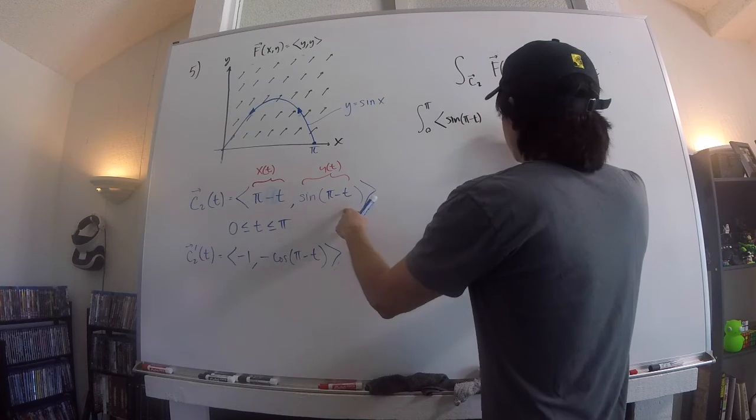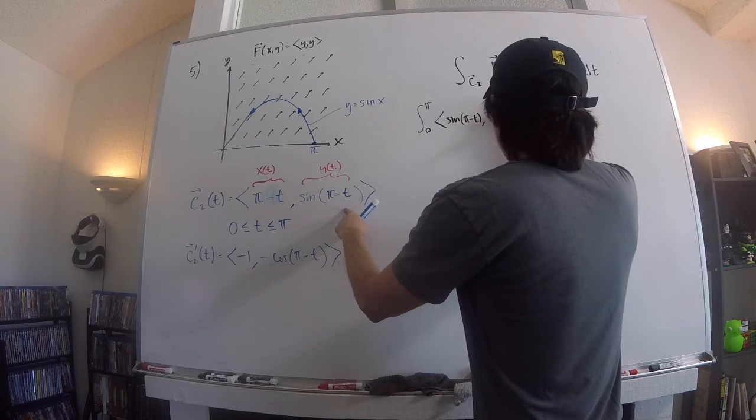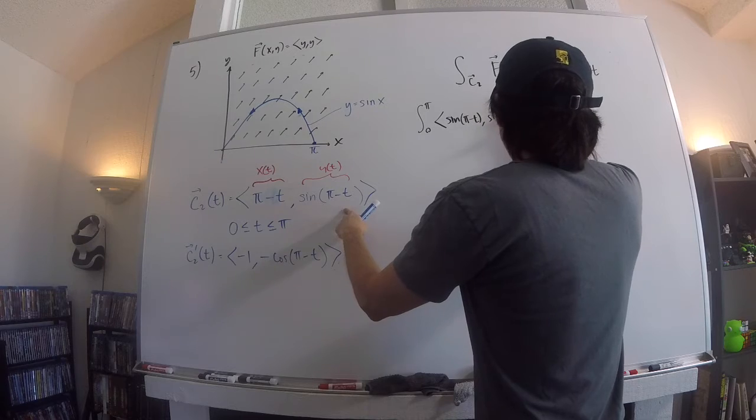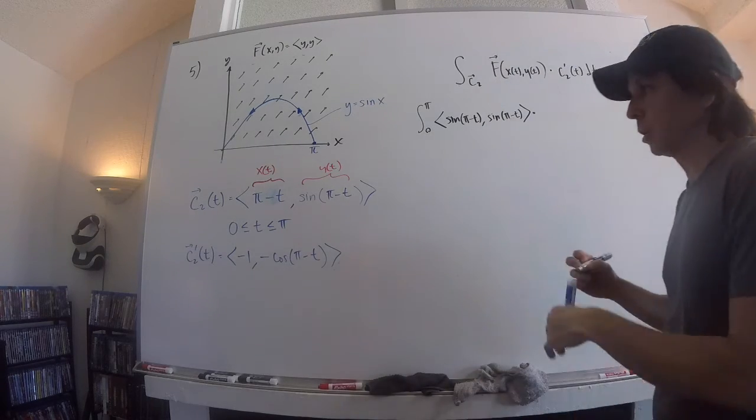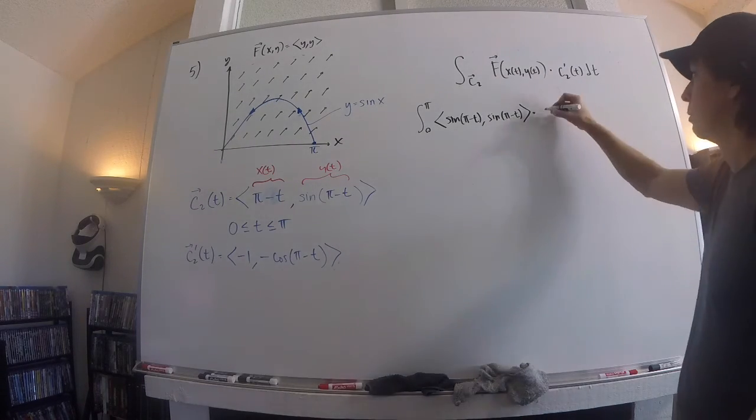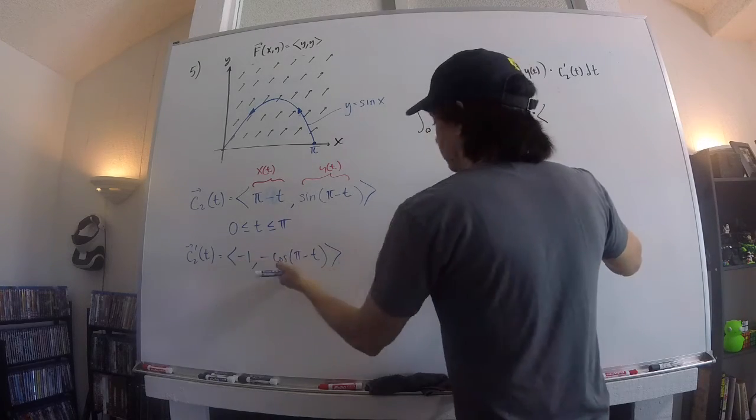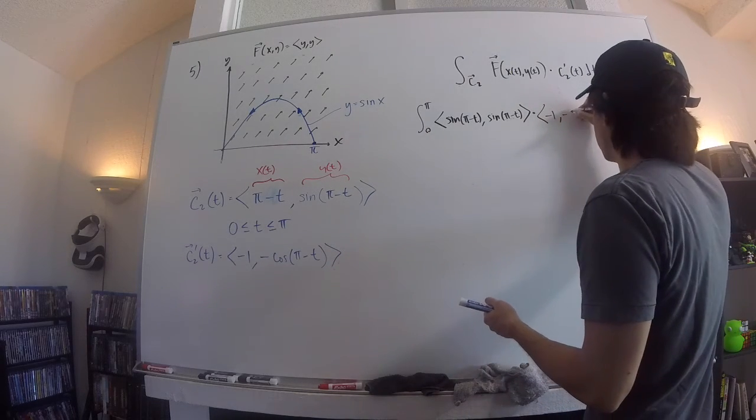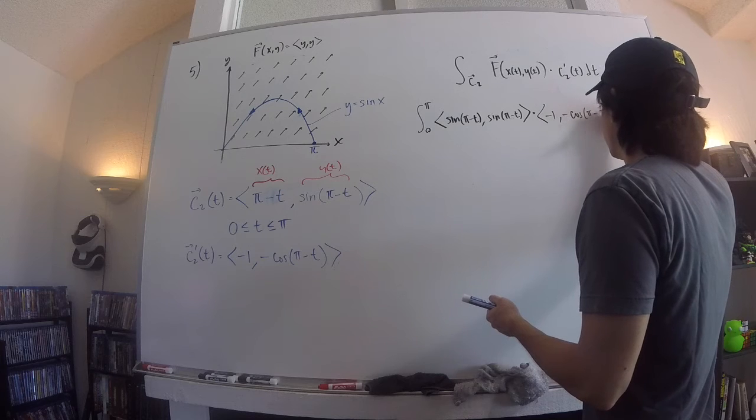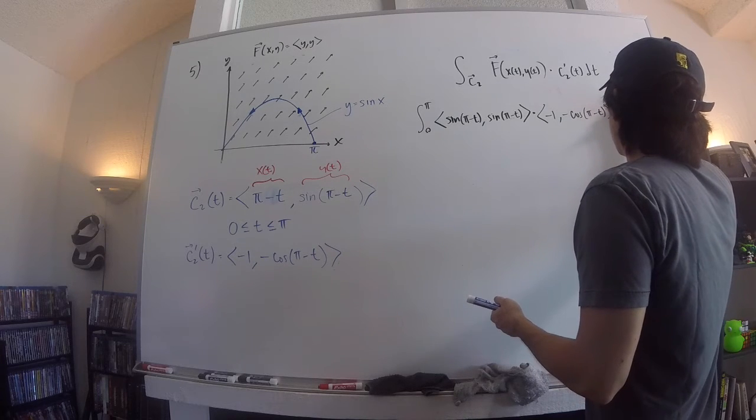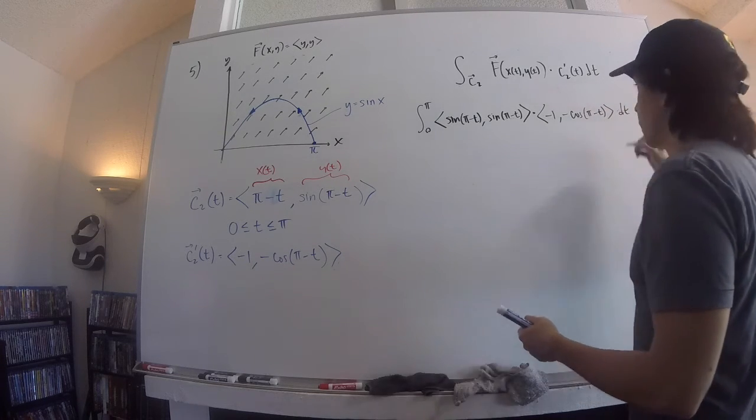And if I wanted to, I could have resolved that with identities. I could have simplified that pi minus t. It simplifies nicely with trig identities, but I'm going to hold off on that. C prime of t is -1, negative cosine pi minus t, and dt. That's my integral.